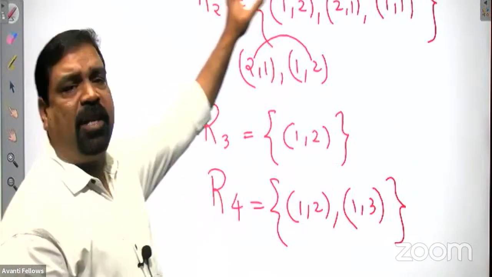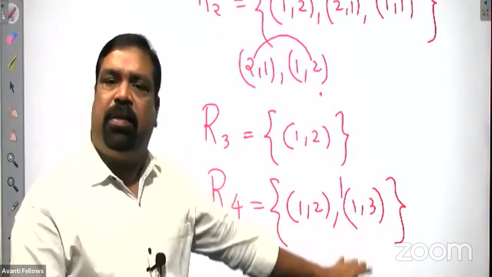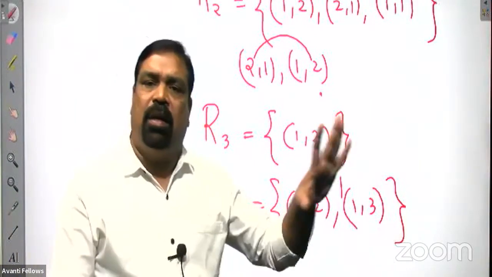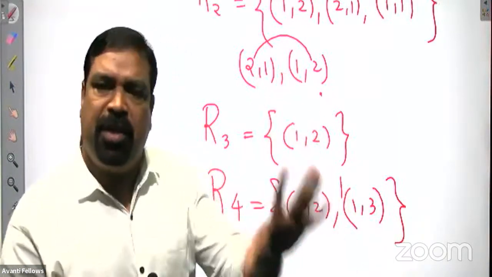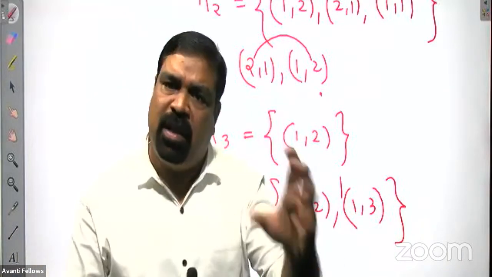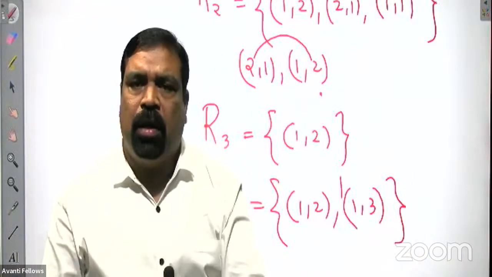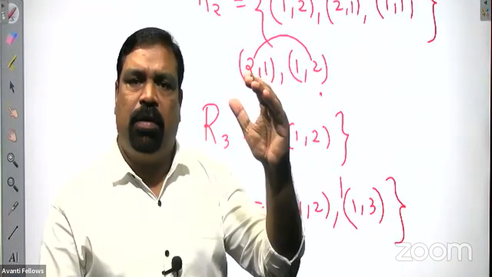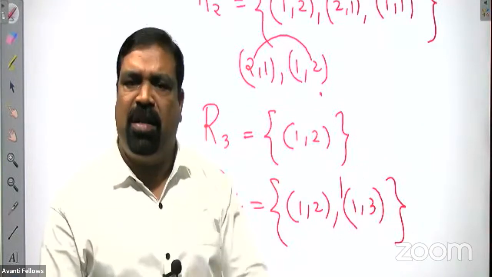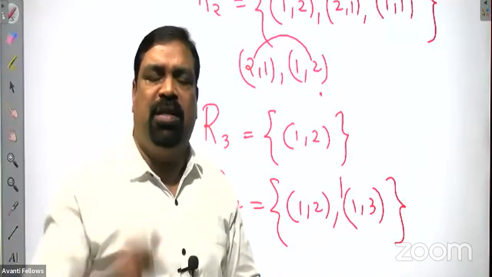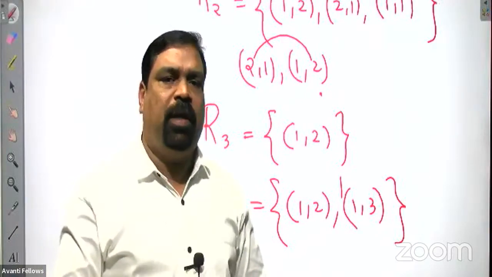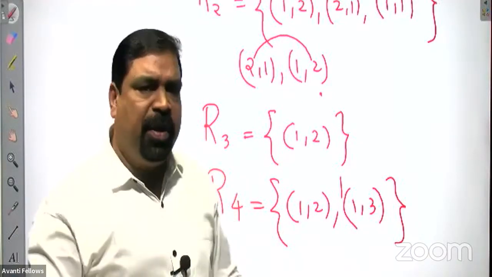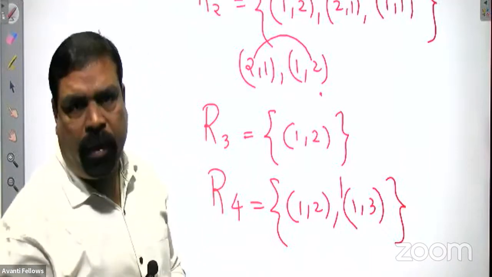So if a relation satisfies all the three properties, then we say that it is an equivalence relation. So generally, a question will be asked in the examination to check a relation is reflexive, symmetric, transitive, or prove that it is an equivalence relation like that. Okay, now we will discuss some problems based on this equivalence relation.